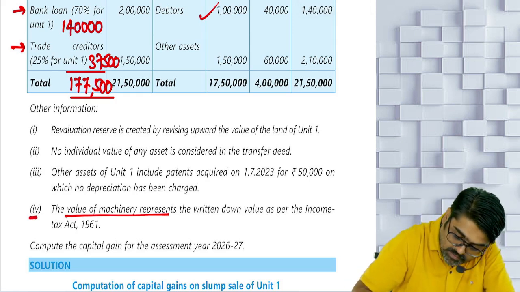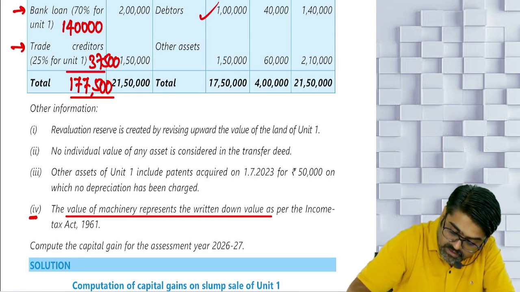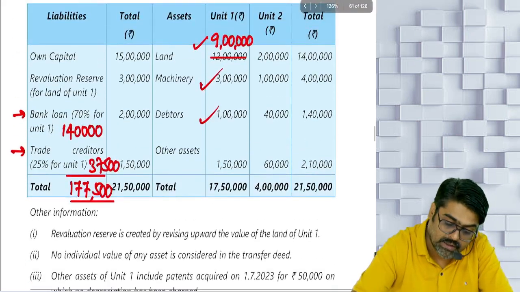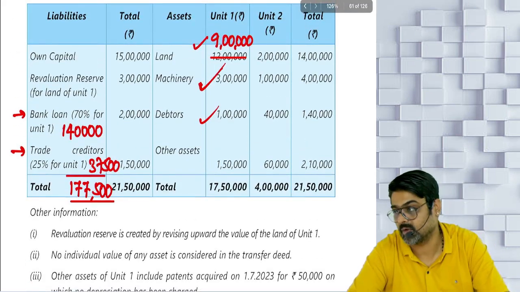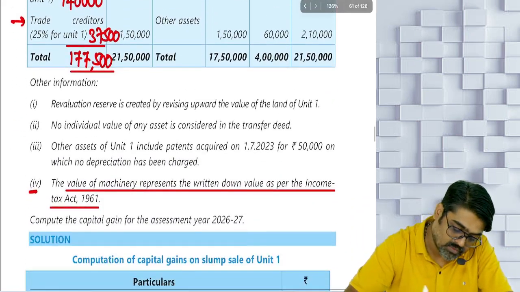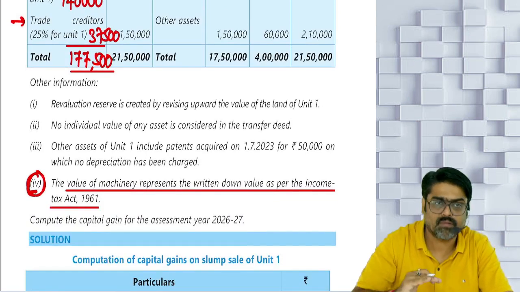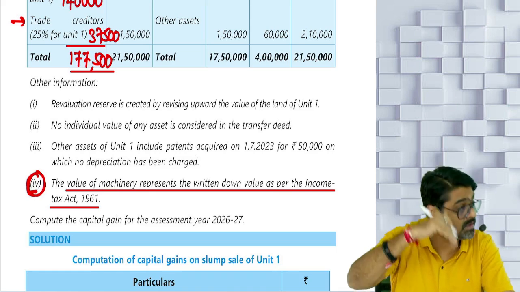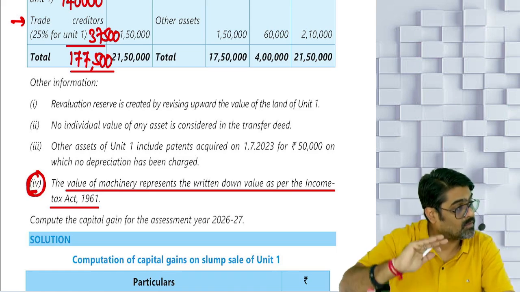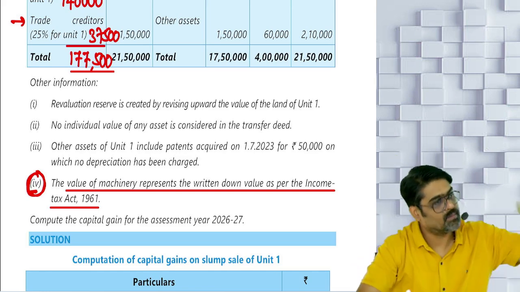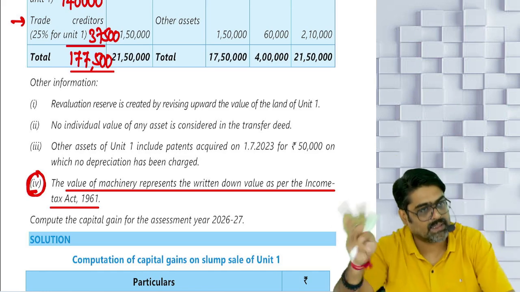The value of the machinery represents the WDV as per Income Tax Act. Thank God, so income tax also has 3 lakh rupees. If this information was not given, we would have definitely taken 3 lakh only. But with this information, they are saying that whatever is the book value, the WDV is also equal to that. Hence we are taking 3 lakhs for machinery.